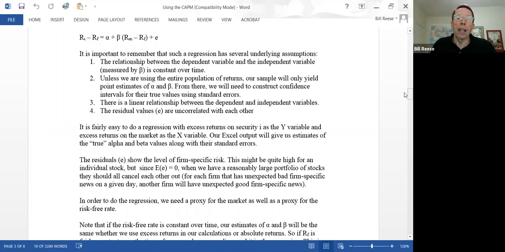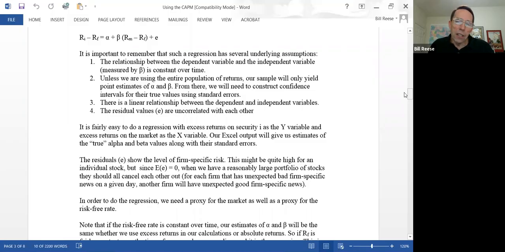Another assumption is that there's a linear relationship, a straight line relationship, between the dependent and independent variables, and that these residual values are uncorrelated, meaning that everything else other than the market is not correlated with each other. Now, that's not a very realistic assumption either, but that's what we are making when we use linear regressions here.